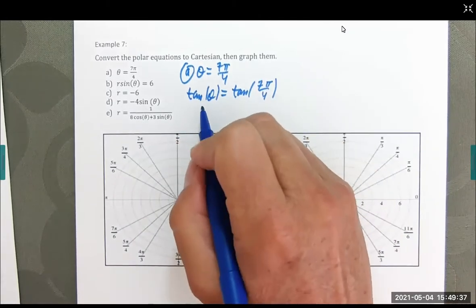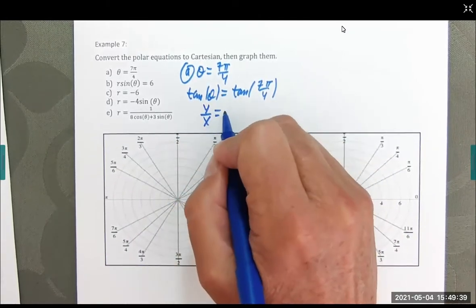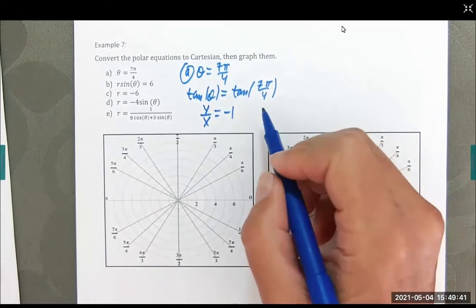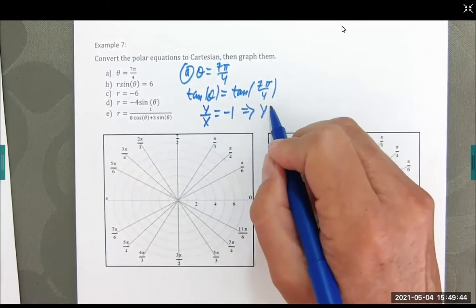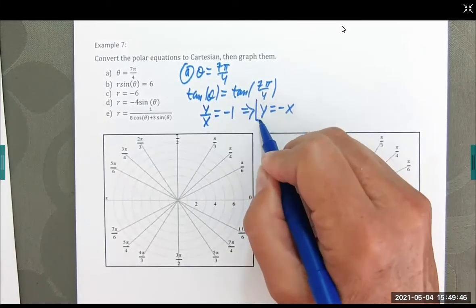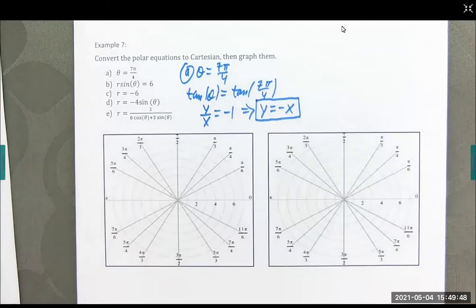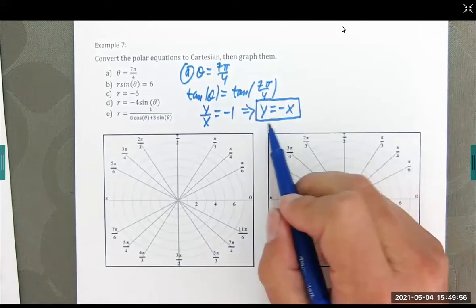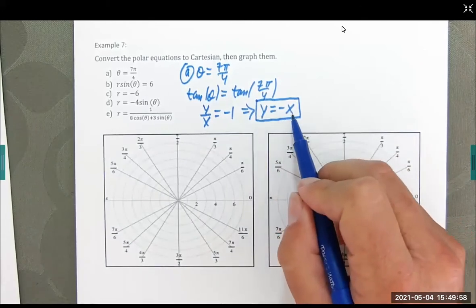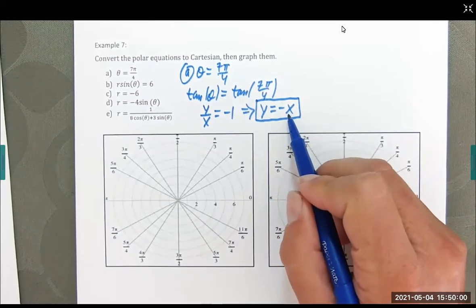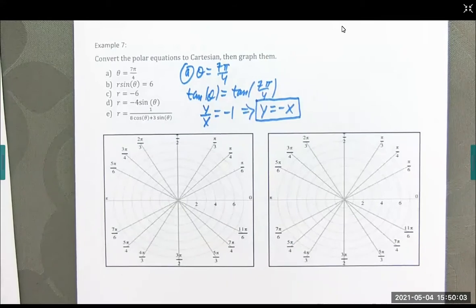Also, tangent is y over x. And you can see this is actually a straight line, right? It's in y-intercept form. Y equals mx plus b. So this would be at the origin with a negative slope, a -1 slope.